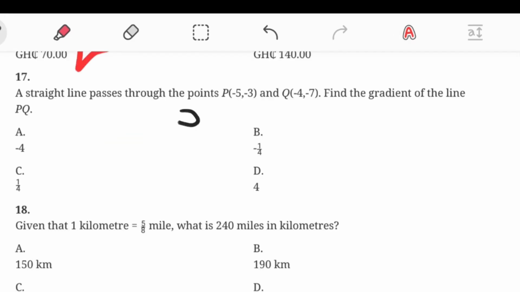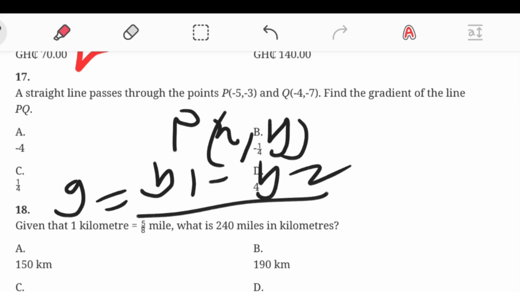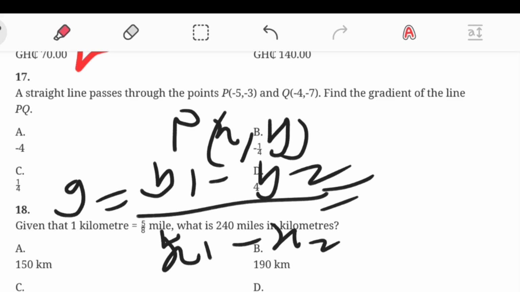This is a y value, so P is said to be x, comma, y, right? But gradient, let's represent it as G, is equal to change in y over change in x. That's y1 minus y2 all over change in x, that's x1 minus x2. So let's substitute the values. We can have x1, y1 values from P, and then Q to be x2, y2.